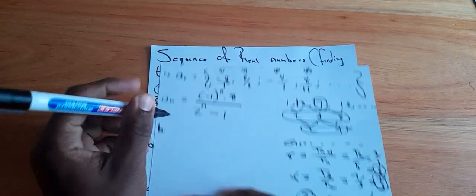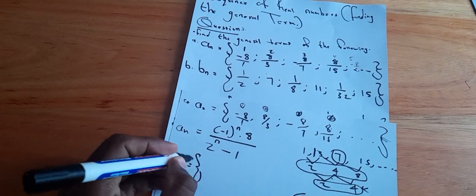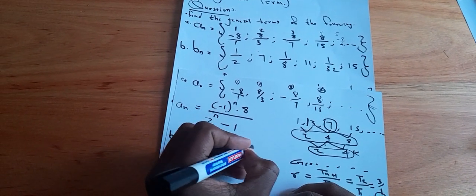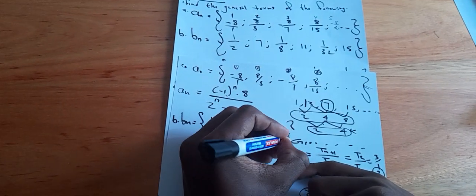So now let's go to B. For B, you are given b of n to be equal to the sequence of 1 over 2, 7, 1 over 8, 11, 1 over 32, 15, as it goes on.